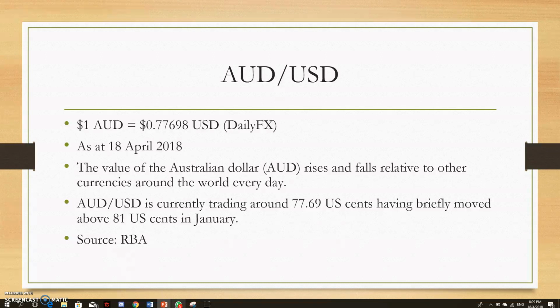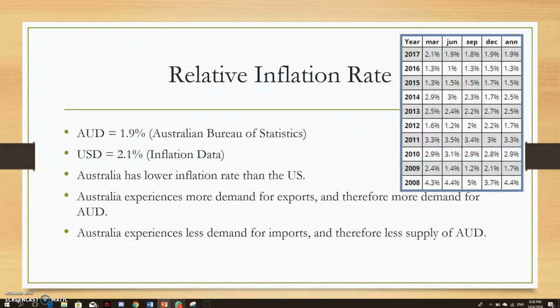The value of the Australian dollars rises and falls relative to other currencies around the world every day. AUD/USD is currently trading around 77.69 US cents, having briefly moved above 81 US cents in January. The first determinant that we look at will be the relative inflation rate.